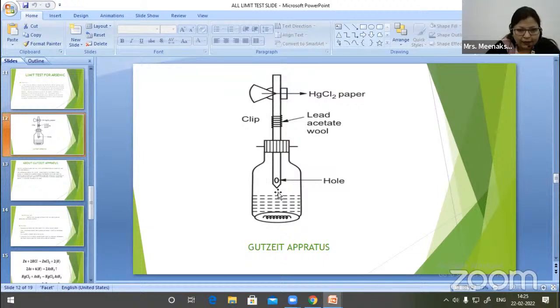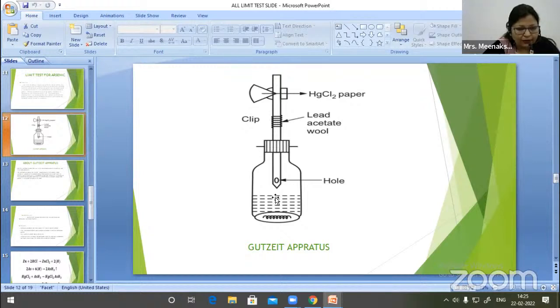So I'm showing the diagram again over here. If we have this solution in which arsenic impurities are present, arsine gas will move from this hole in the upward direction. Here we have made a lead acetate plug, because with the arsine gas, some amount of hydrogen sulfide gas is also formed. This lead acetate plug absorbs all the hydrogen sulfide gas that is formed, so only the pure arsine gas formed from this solution passes on.